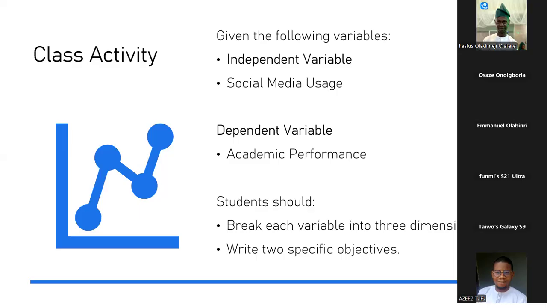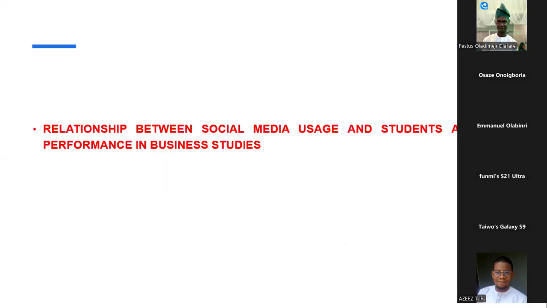How are we going to get it? This can be gotten from the various dimensions. Yes, from the dimension. Remember, the topic was relationship between social media usage and student academic performance in business studies. Now that we have broken down social media usage to 3, which is social media usage duration, social media usage frequency, and social media usage purpose.